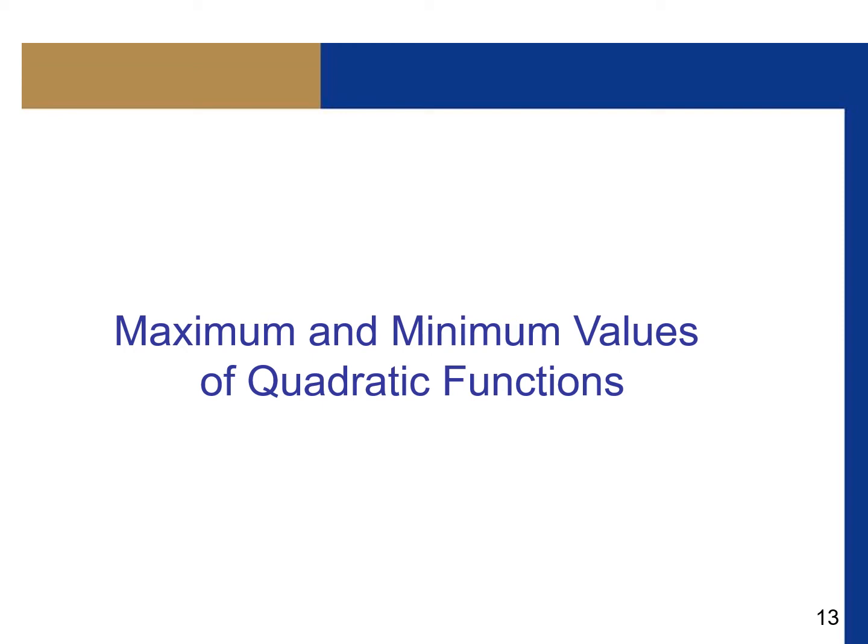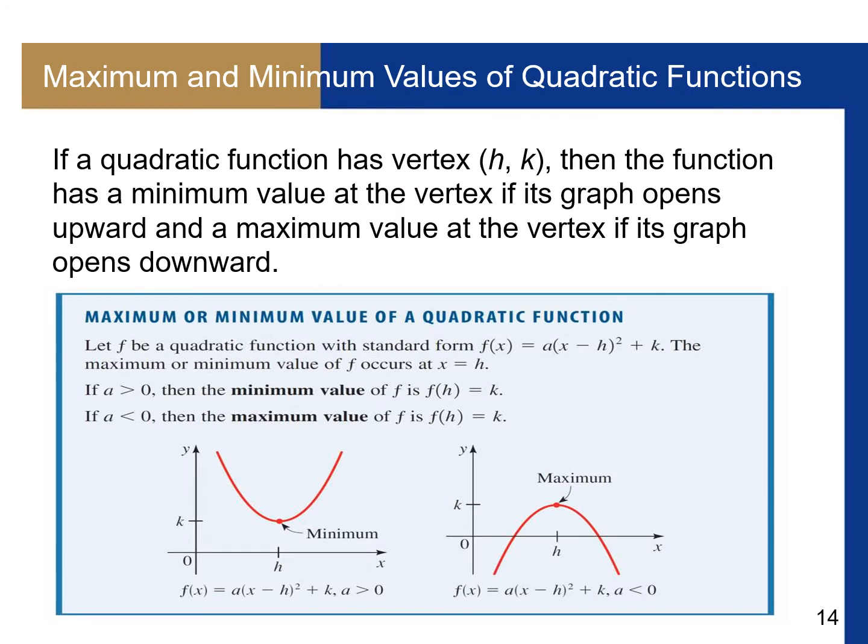All right, how do we find our maximum and minimum values? If our parabola opens upward, like this first one, then I'm going to have a minimum value, and that's going to be my vertex, which is right here. Okay, so that'll be my minimum.